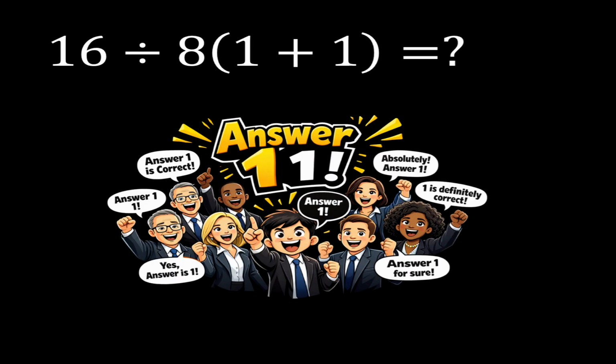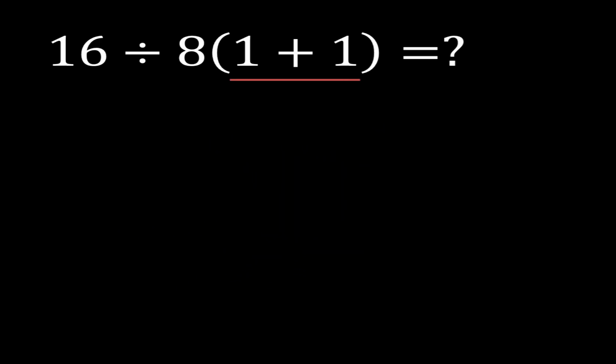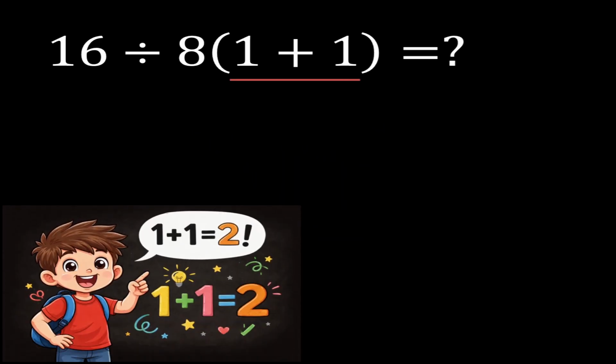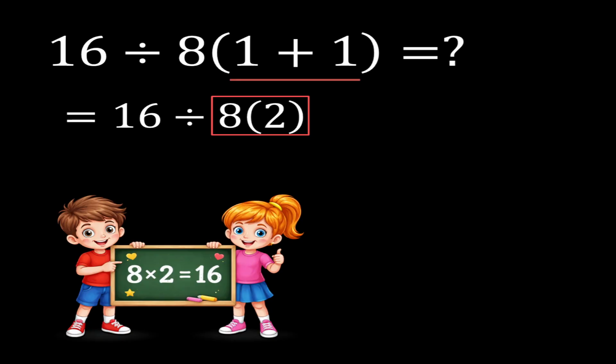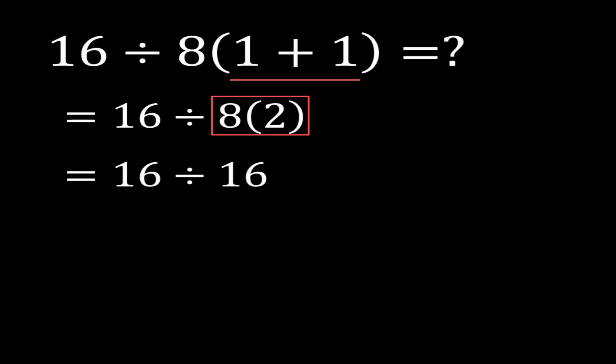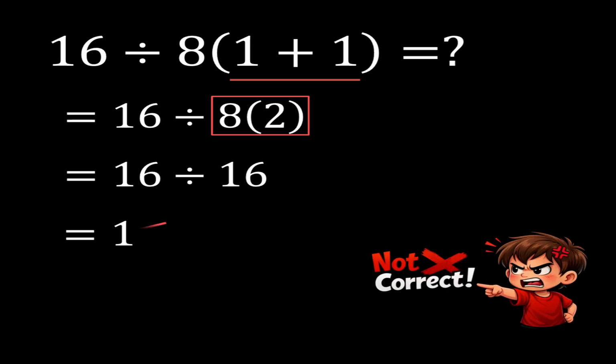Here's why. First they solve the parentheses. 1 plus 1 equals 2, so it becomes 16 divided by 8 times 2. Then they multiply 8 times 2 equals 16. Now it looks like 16 divided by 16 equals 1, but that's the mistake.